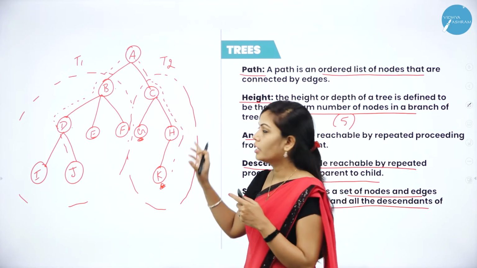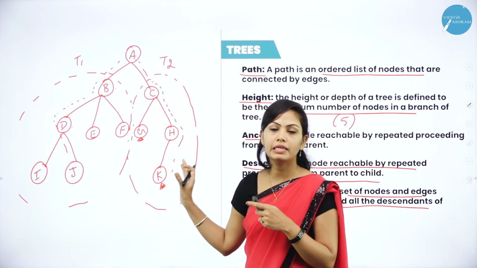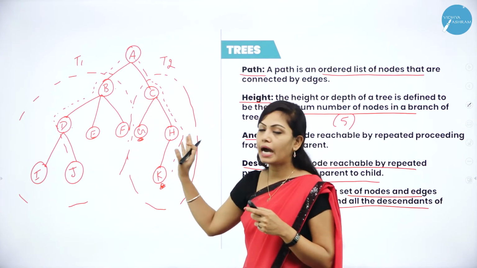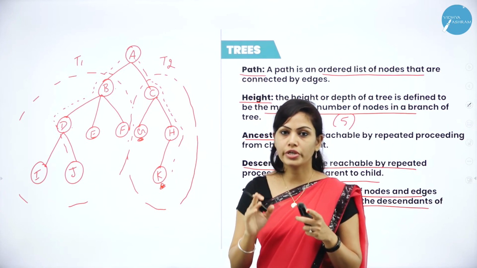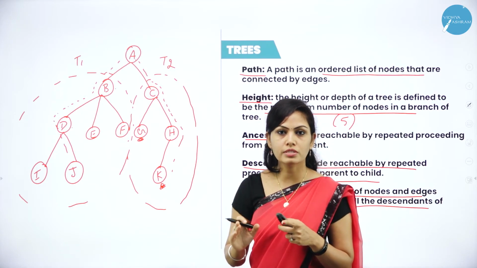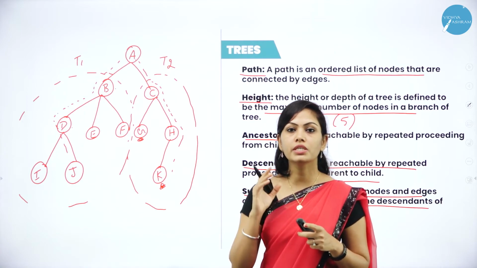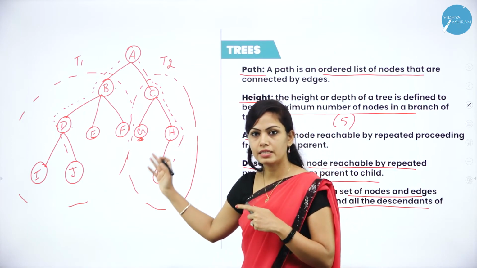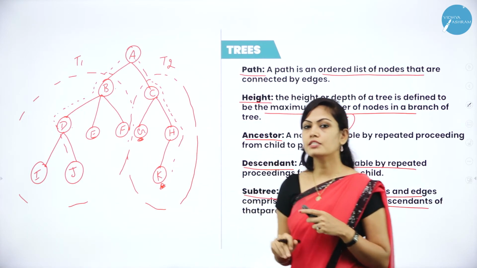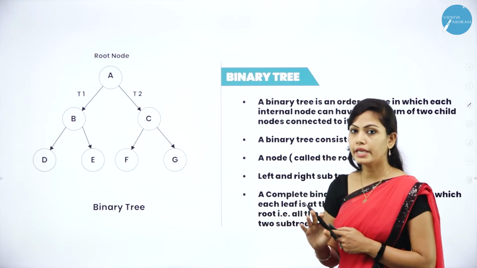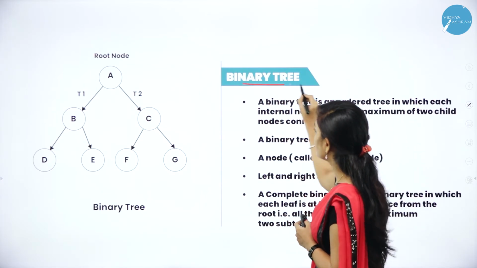So, like that we can represent a tree like this. This is called a hierarchy structure. A tree is a collection of nodes, a hierarchical relationship that naturally stores information in a hierarchical fashion, and this is called a tree. And the next topic is binary tree.